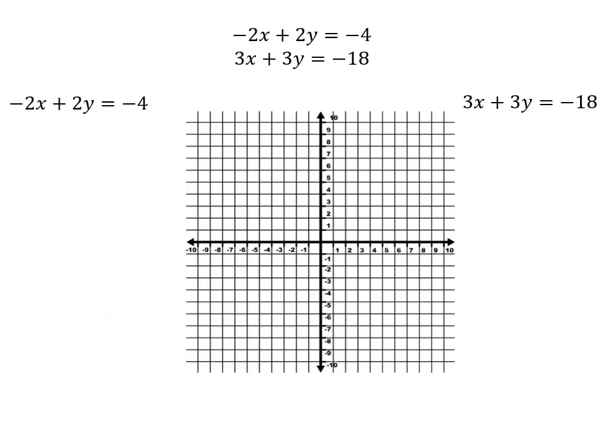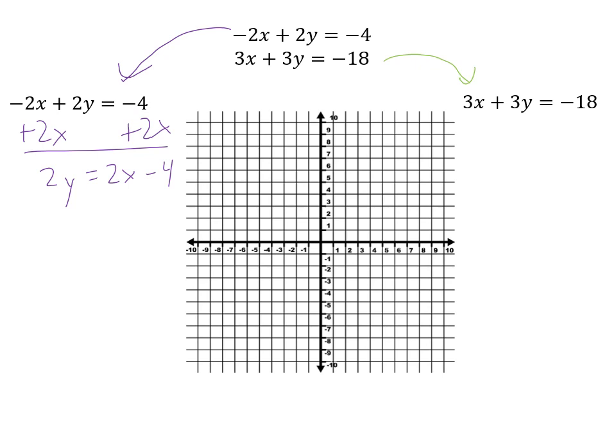Okay, so solving. What we've got here is this equation over here. I've got this equation over here. We're first going to get them in y equals. So first off, we need to move the x to the other side. That gets us 2y equals 2x minus 4. And we divide everybody by 2. That leaves us with y equals 1x minus 2.